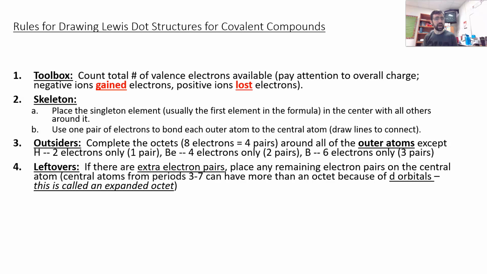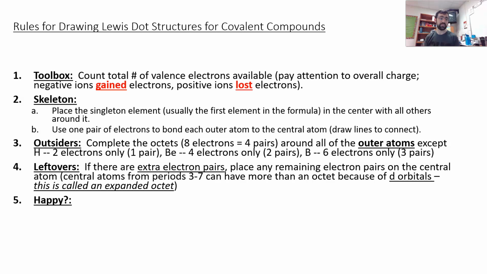Leftovers. If we still have electrons left after step 3, we took care of the outsiders and we have extra electrons, we've not used them all, then we'll put the leftovers in the middle. We'll put them on the central atom. Keep in mind, we will sometimes put more than 8 valence electrons on the central atom. If it's in periods 3 to 7, we can have something called an expanded octet, where it has more than 8 valence electrons in the middle.